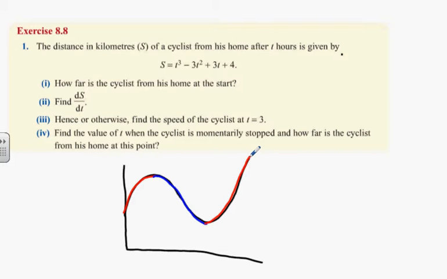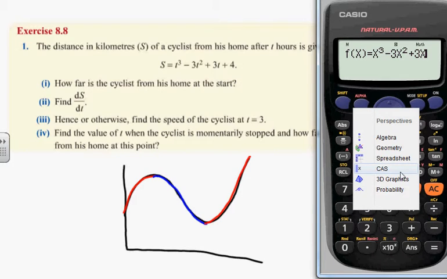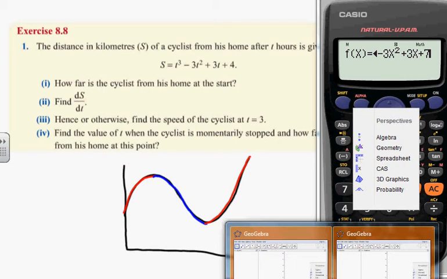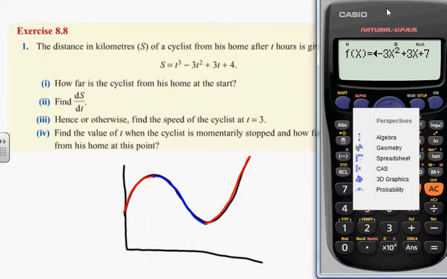So just put all that in, but instead of using S, what do we use? F of x, and instead of t, we're going to use x, because that's the way our calculator is programmed. Okay, so we just use minus 3x squared plus 3x plus 4.